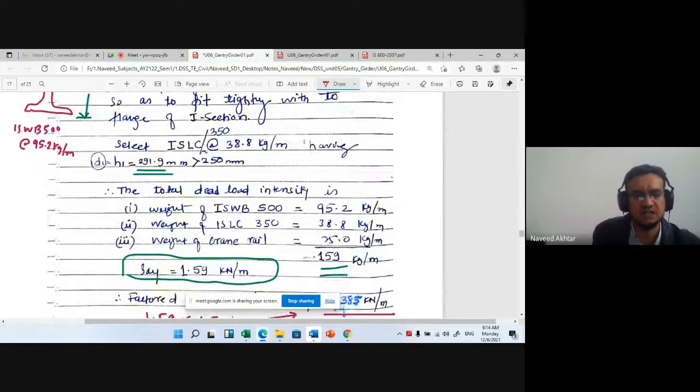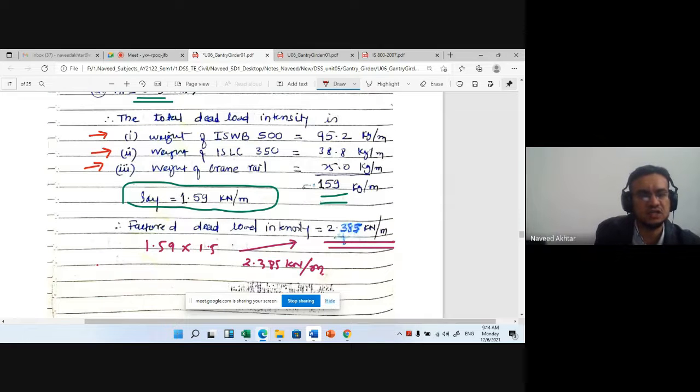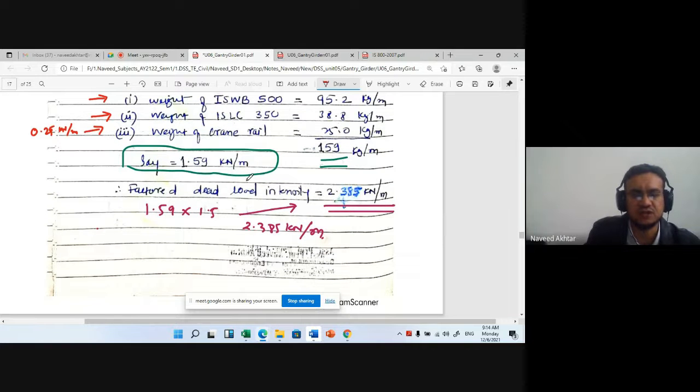out the self weight of this entire figure. So weight of ISWB 500, weight of ISLC 350, and weight of crane load, all this we can add. The crane load is given as 0.25 kilonewton per meter, and all this load we are converting into kilonewton per meter, and that is 1.59 kilonewton per meter.